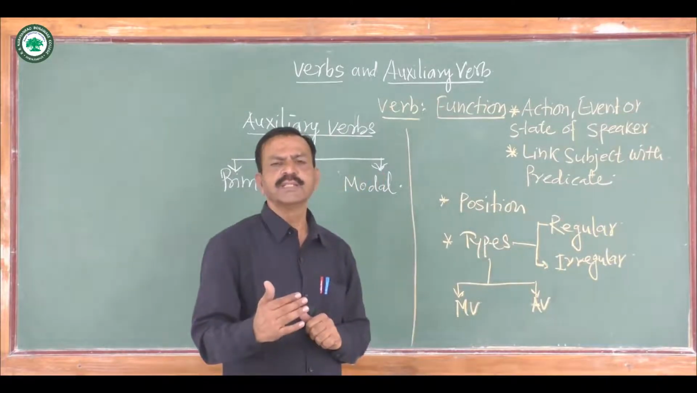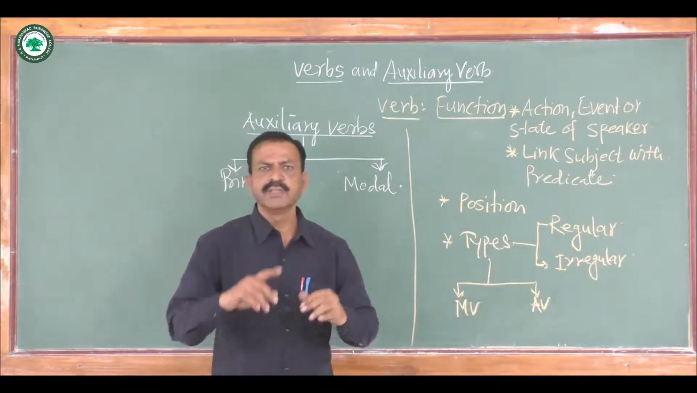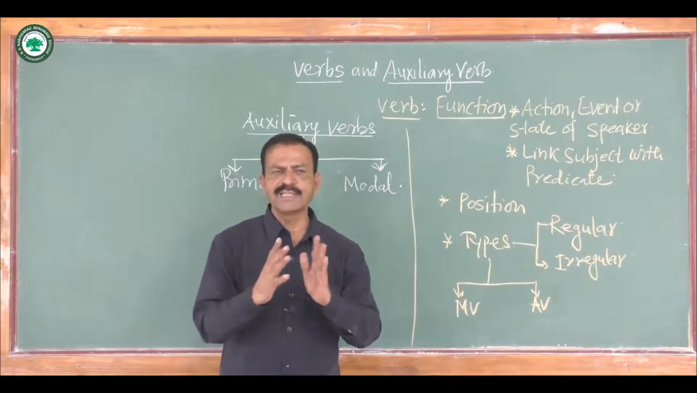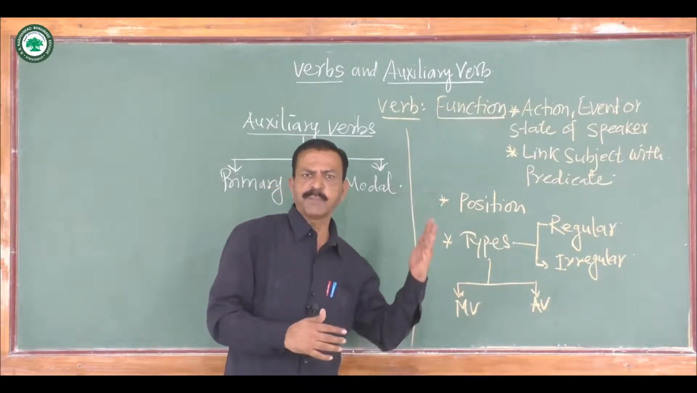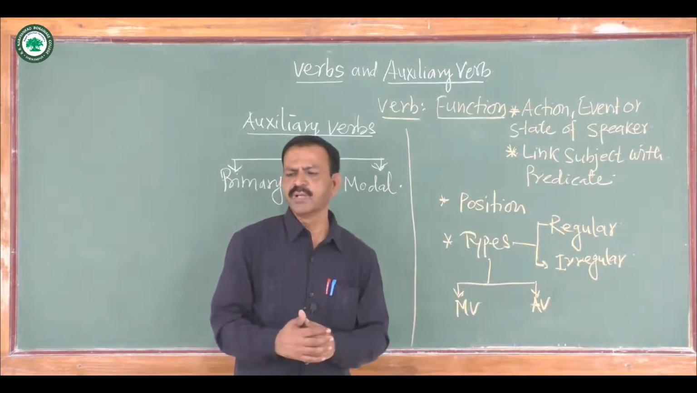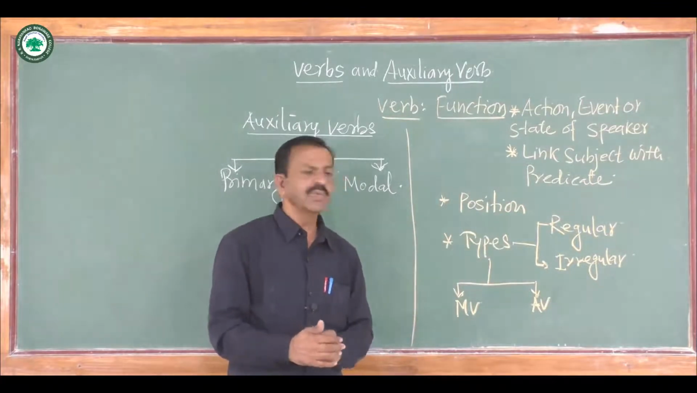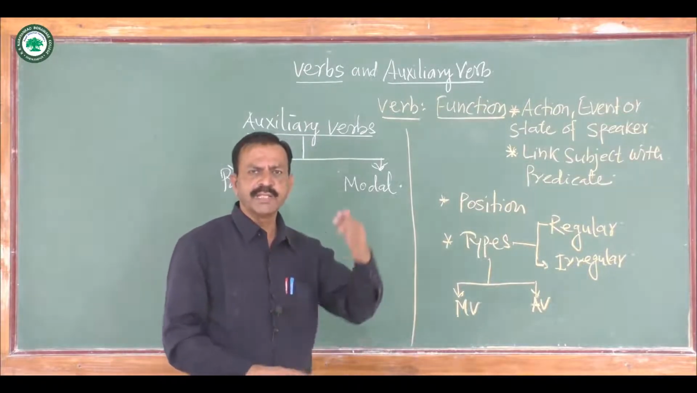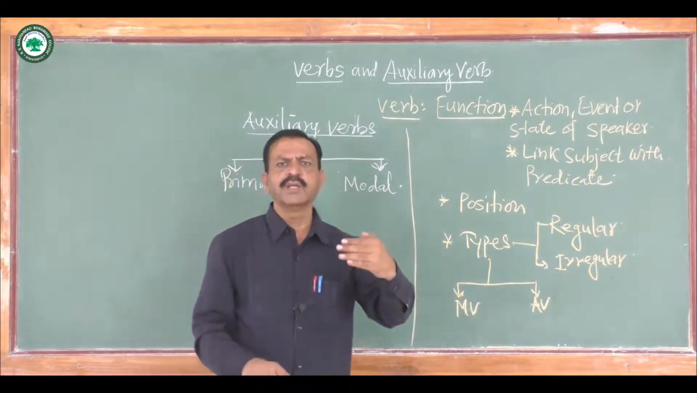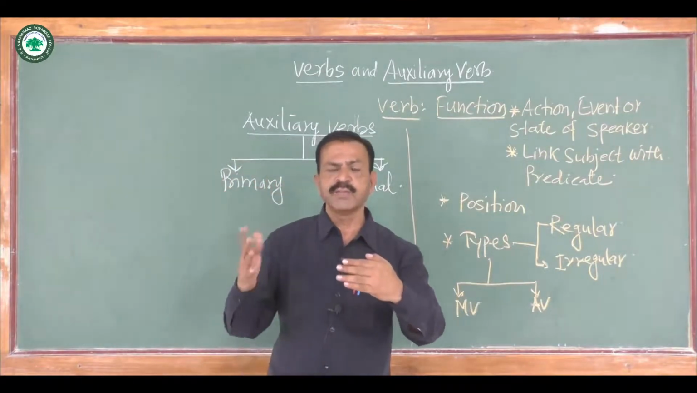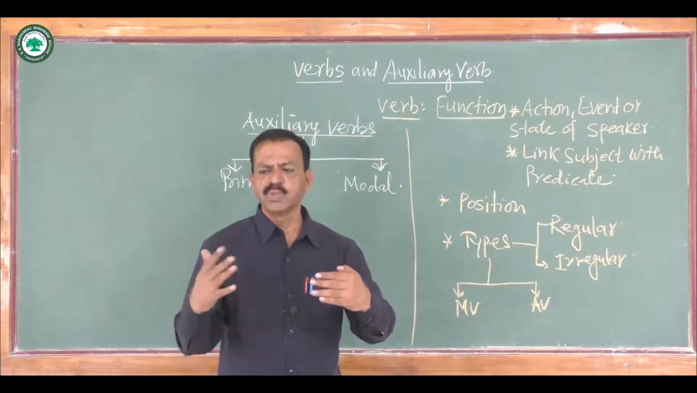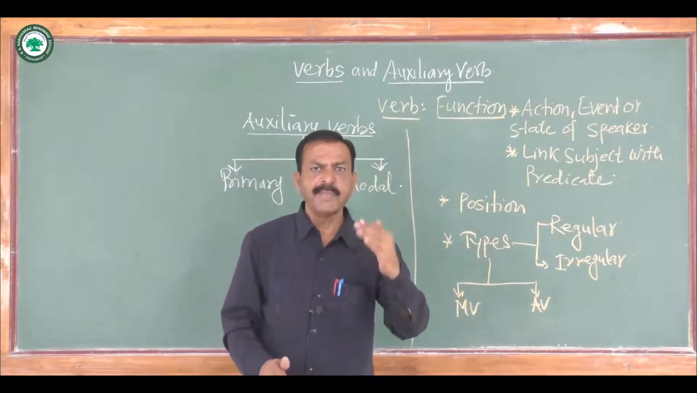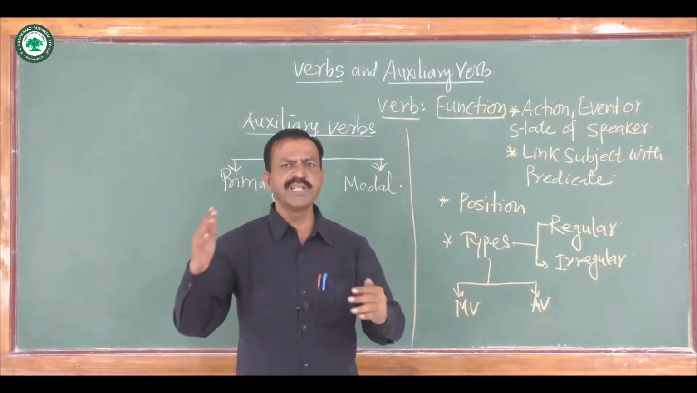Primary auxiliaries generally describe the tense, voice, or mood of the sentence. And how the primary auxiliaries are different from modal auxiliaries, let us study it. Now see, primary auxiliaries, that means am, is, are, was, were, or shall be, will be, or have, has, had, do, does, did, they can be used as a main verb as well as an auxiliary verb.